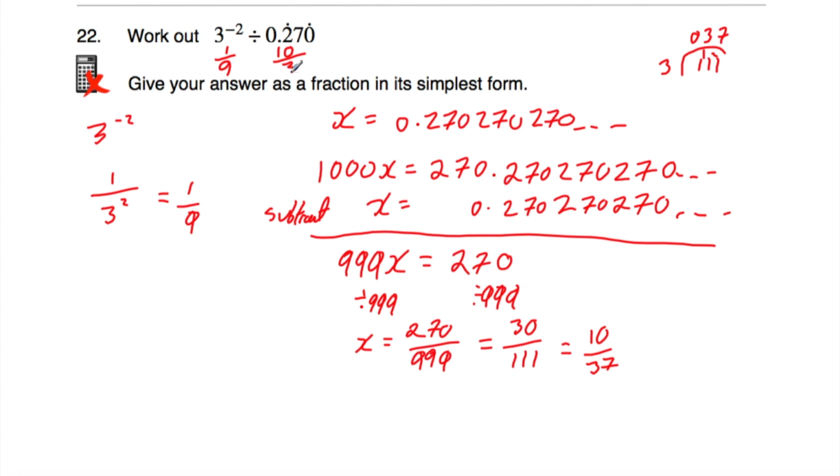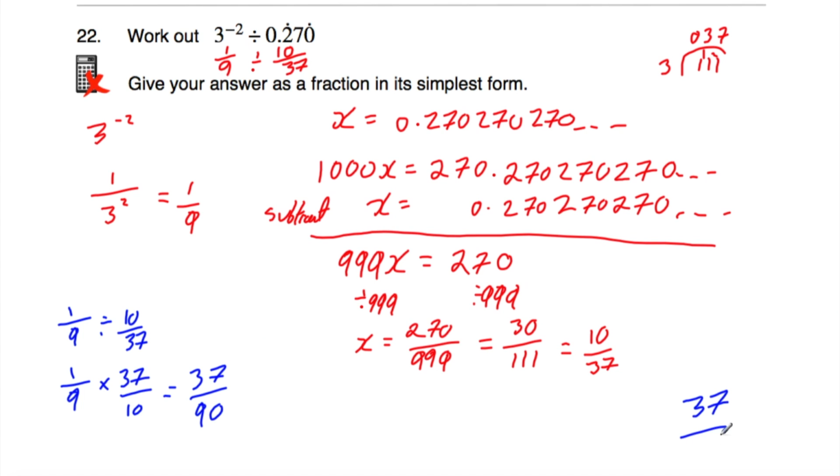So that's 10 37ths. In this question, we need to work out 1/9 divided by 10 37ths. So let's do that. So we're going to do 1/9 divided by 10 37ths. Remember, to divide by a fraction, we multiply by its reciprocal. So we're going to multiply by 37 over 10. So 1 times 37 is 37, and 9 times 10 is 90. That's equal to 37 90ths, and that can't be cancelled down. So our answer would be 37 90ths.